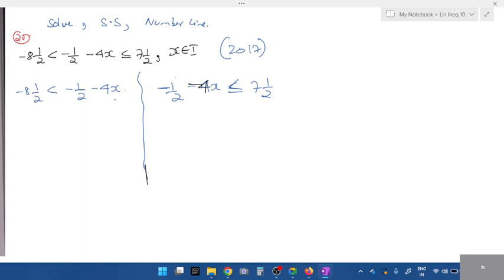Anything which is just next to x, students, only that will get multiplied or divided. I'll explain.